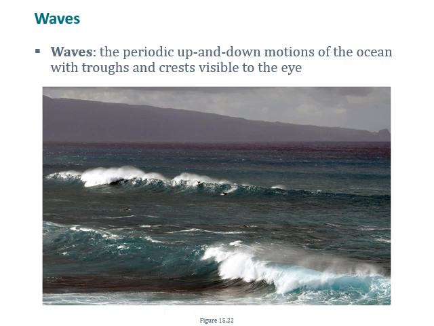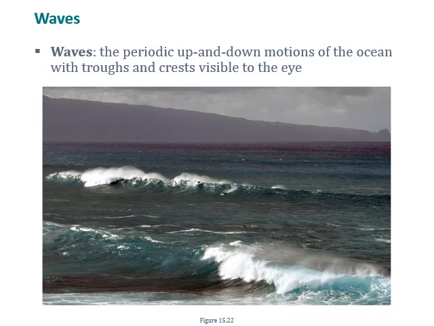Now we'll begin part 2 of the lecture, where we discuss waves and biotic zones. So waves are the periodic up and down motions of the ocean with troughs and crests that are visible to the eye. We may be familiar with waves in terms of a colloquial definition or just a visual understanding, but there is a scientific definition as well. And it's important to understand that the scientific definition for a wave in the ocean is very similar to a wave of energy for a physics question, or a sine wave or a cosine wave in mathematics or trigonometry.